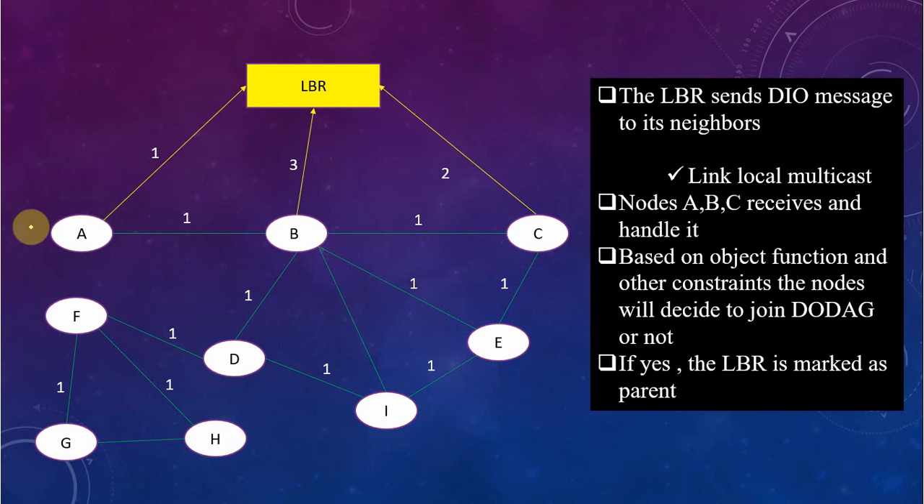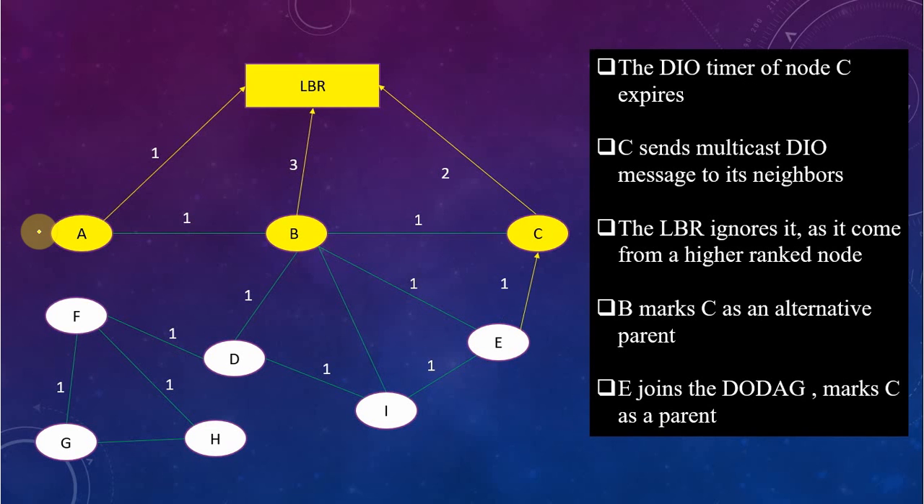And up to this point the DODAG is formed, that is up to A. I have marked them in a yellow color so that it will be understood by the viewer that they are now part of the DODAG. Now the DIO timer of node C expires. When they join the DODAG, they will be setting some timer, that is, for this time period I will be joining as a child of this DODAG.